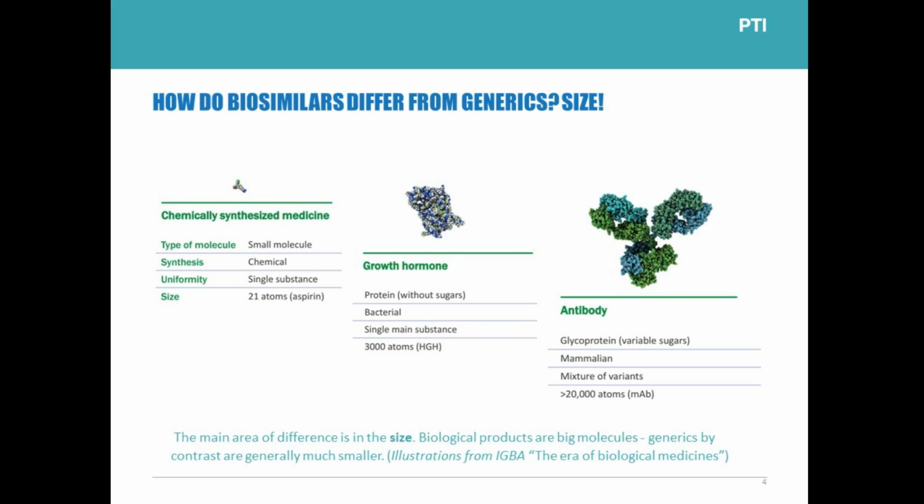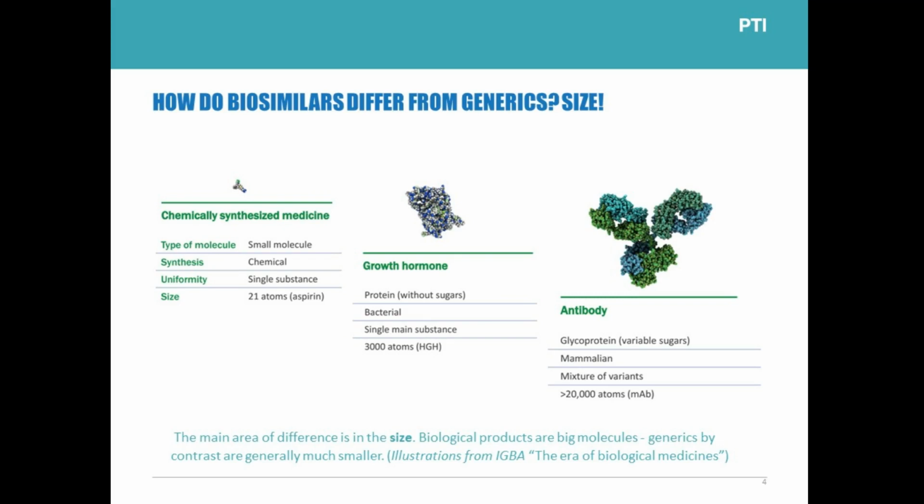Let's go up one stage, and we see the antibody, which is a monoclonal antibody, and you can see that it is far, far more complex. And this is why producing biosimilars is such a difficult challenge, because the biosimilar has to be as close as possible to the structure of the original antibody as is possible. It will never be 100% identical.